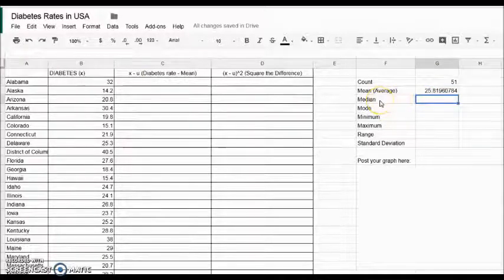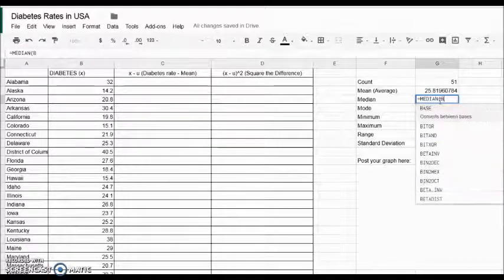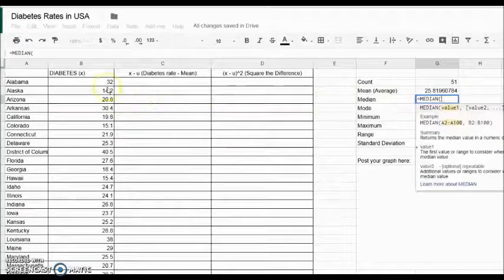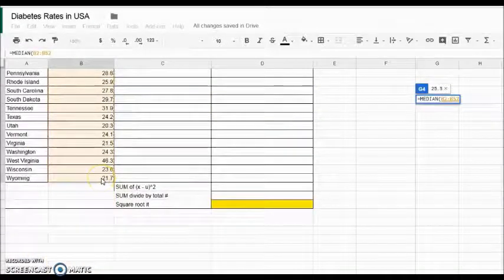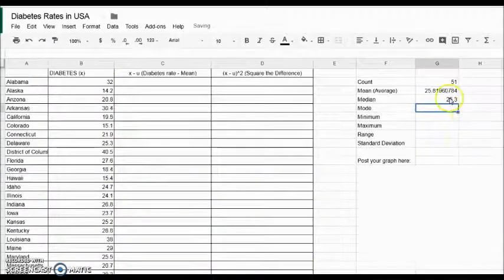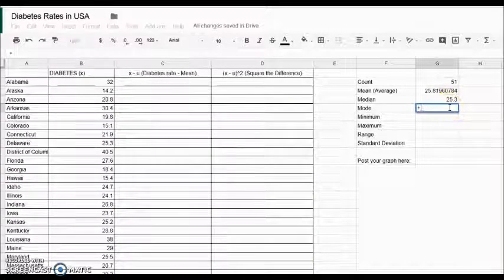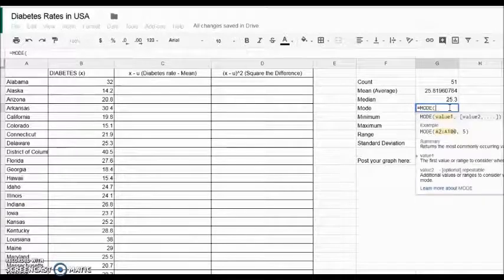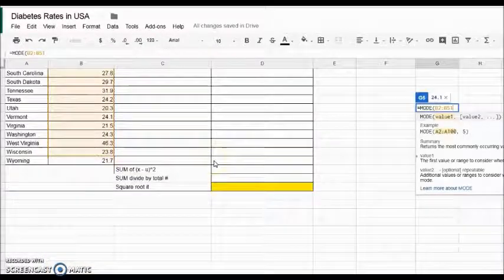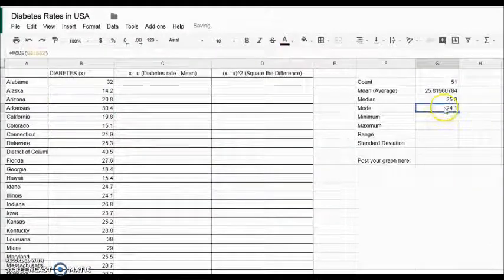Next thing is called the median. Median is basically lining up your numbers in order from smallest to biggest, and then finding what's in the middle. Just type out median, select your data, parentheses, done. Next thing is the mode. Mode is what number appears the most. Type equal sign mode, highlight your numbers, and that's it. So 24.1 appears more than once inside the data.